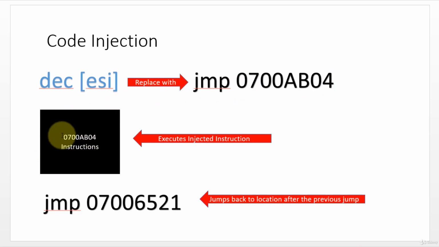And inside here, you will inject whatever instructions of your own which you want, and it will perform all the instructions here. You will execute the injected instructions, and at the end of this, it will jump back to 0706521. So this is an example of an address of the location after the previous jump. So this instruction here always comes after the injected code, and it will take you back to the line after this, and execute the rest of the instructions normally.